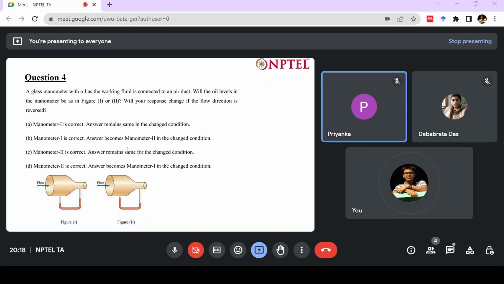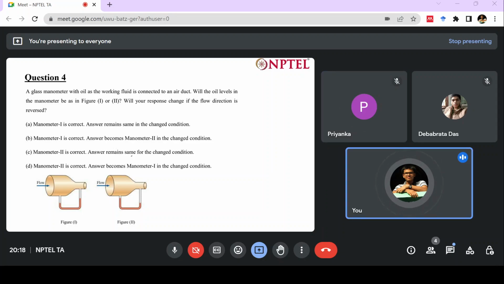Okay. So let's move to this question. Question number 4. Here two manometer readings are given. So basically, you have to find out which one will be below and which one will be above. So flow direction is this way.